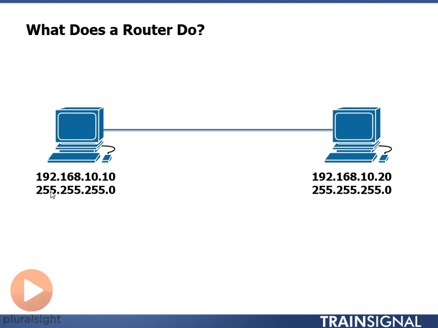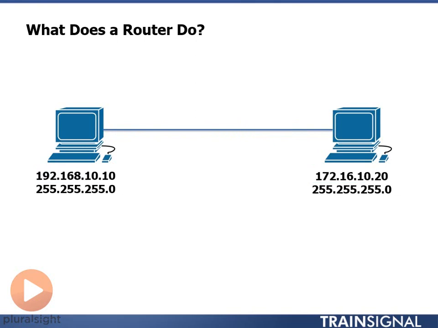Remember, if we convert 255 to binary, it's going to result in eight ones. So we have 24 sequential ones here that represent the network portion of our address. Because the network portion of the address on the device on the left is the same as the device on the right, 192.168.10, we can pass messages back and forth between these two devices without any other equipment required.